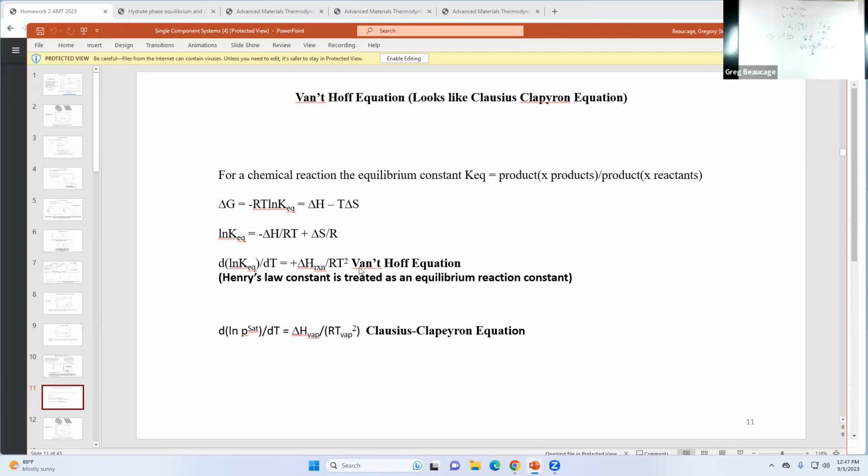So it is kind of complicated, but anyway, we have that same form for the Van Hoff, except instead of pressure, it's this equilibrium constant. And then instead of the vapor pressure, we have this reaction enthalpy, which we're swapping out with the enthalpy of a liquid escaping into the vapor phase for Henry's law. And then this becomes Henry's law constant.